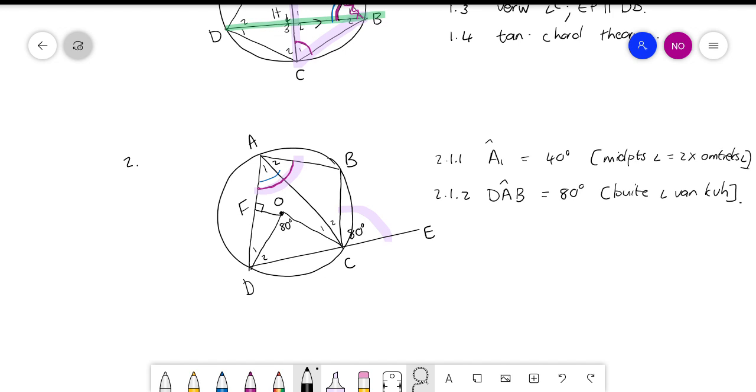Look at what they give you. They give you an exterior angle of a cyclic quad. So you are going to have to use it somewhere. Did one of you say angle in a semicircle? There is no semicircle there because we don't have a diameter.